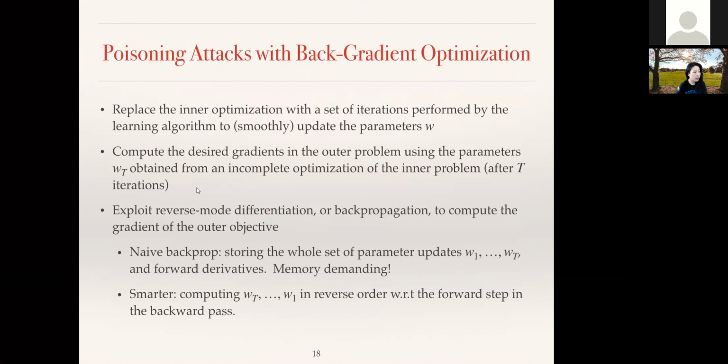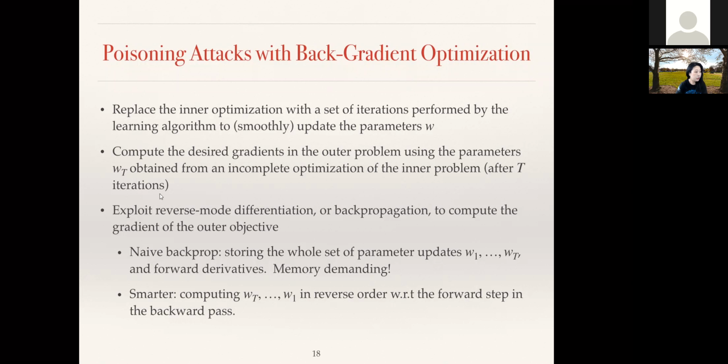Now, the second one is we're going to compute the desired gradient in the outer problem using the parameters omega t. So what is omega t? Before, we got this omega hat from the argmin, right? Now this omega t is obtained after you do t steps of something like gradient descent, from an incomplete optimization of the inner problem after t iterations. Apparently they're using t to denote the number of iterations you use in this incomplete optimization.